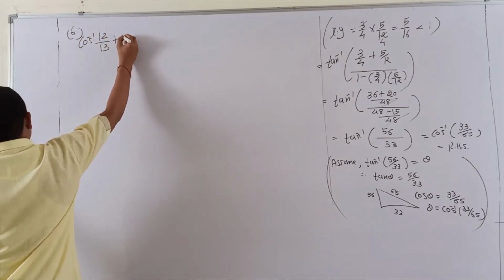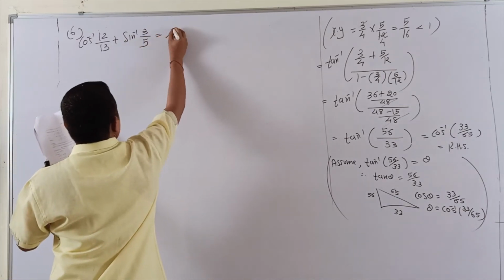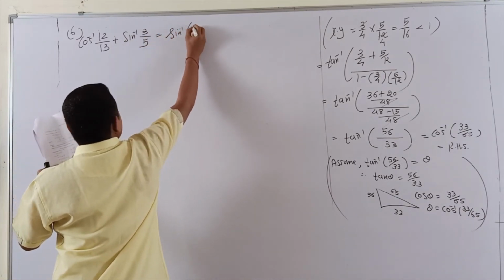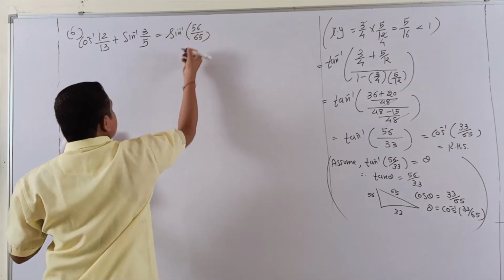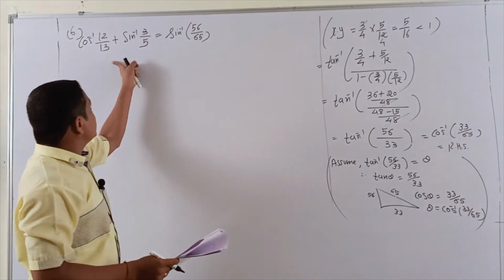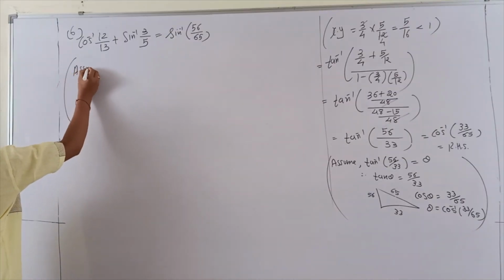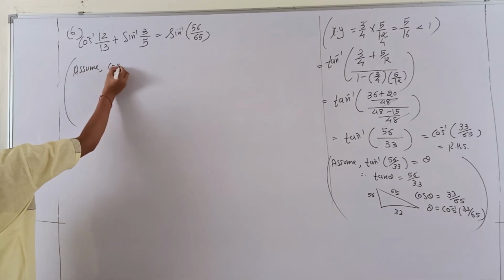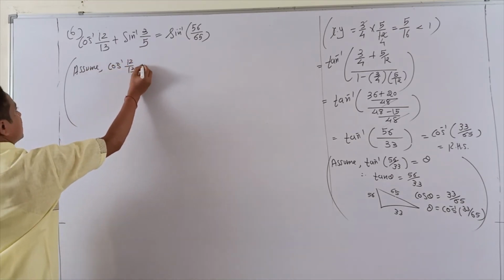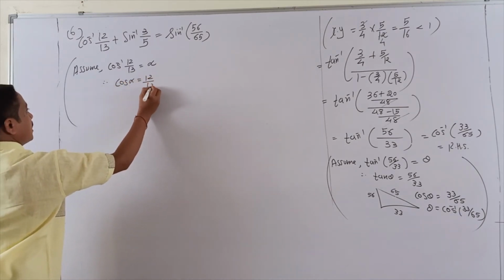12 by 13, 3 by 5, and here 56 by 65. This numerical also has the same pattern somewhere. Here converting into tan is necessary. So assume cos inverse 12 by 13 is alpha. So what is the cos alpha?